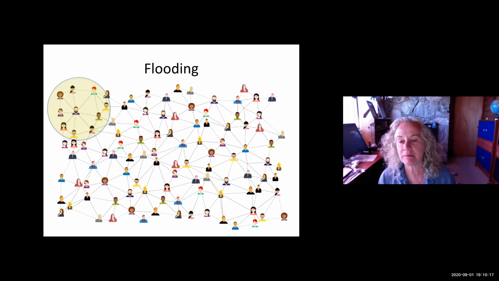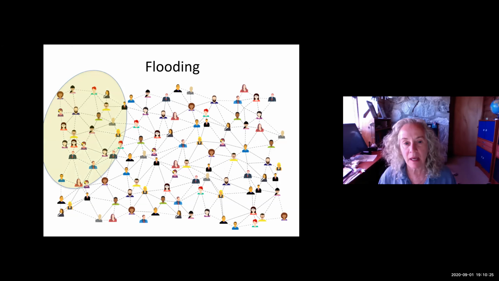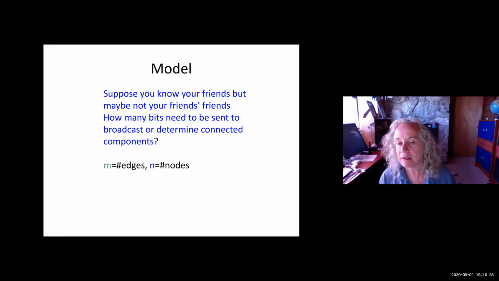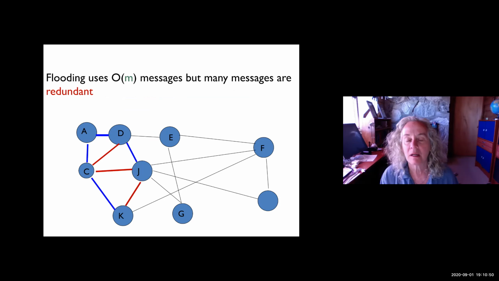And a natural algorithm for doing this is to do flooding, where one person sends to all their neighbors, and then the neighbors send to all their neighbors, and so on. And if you do that, and say you know your friends, but maybe not your friends' friends, so you just send to your friends, the question is how many bits need to be sent in total over all the edges, either to broadcast a message or determine the connected components of the graph. And here M will be the number of edges, N is the number of nodes. Okay, so flooding uses O of M messages, but you can see that many messages are redundant.